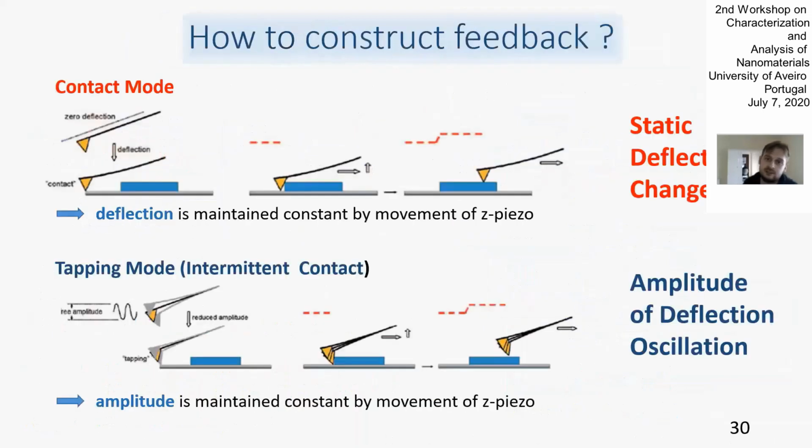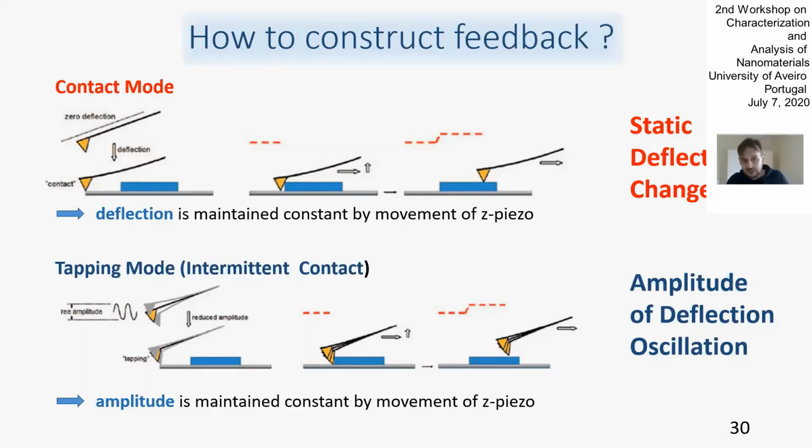Okay, I will skip this slide, I think. What is the main difference between the contact mode and tapping mode? The major difference is that the contact mode operates with the deflection signal, so it operates with the bending of the tip and changing of the physical position of the tip. And in the tapping mode, we work with the oscillation of the tip, and in that case, when we go closer to the surface, the amplitude of deflection oscillation just decreases.